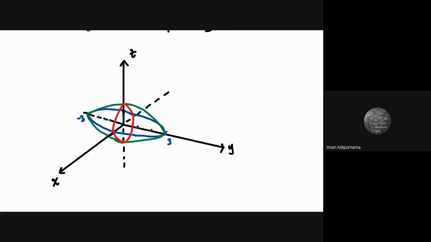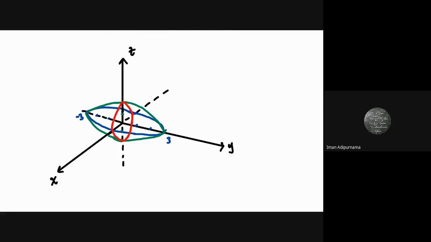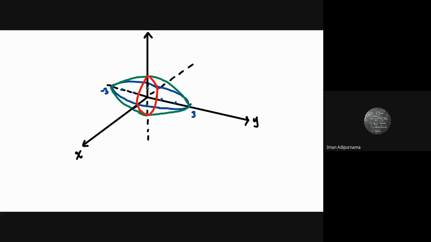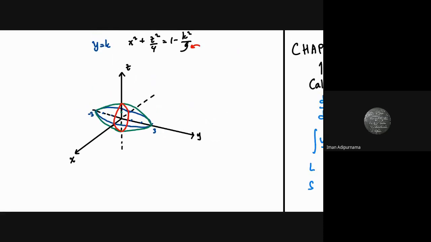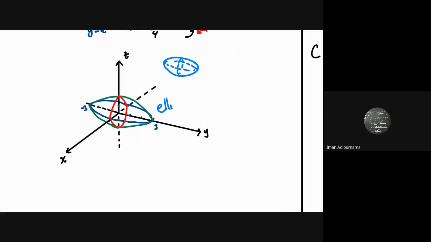Maybe my drawing is not really smooth. It should be like an American football, or a rugby ball, it's precisely like that. We call this form an ellipsoid.